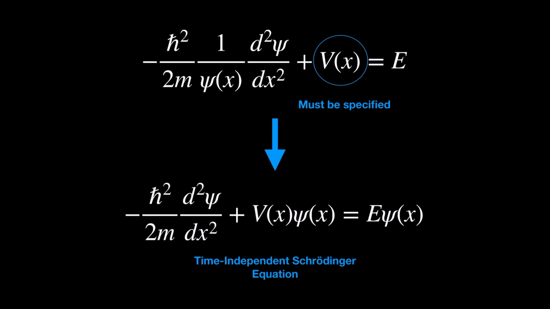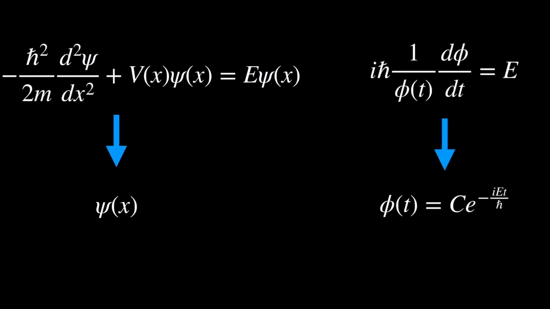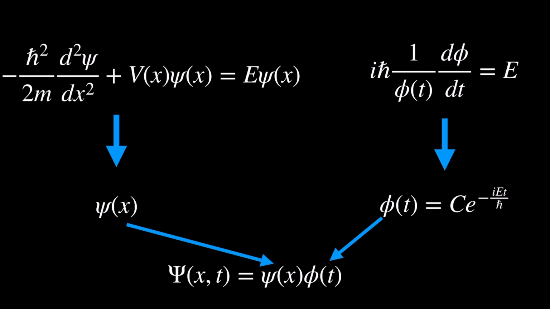Again, given the specified potential that the system described by the wave function is in, we can solve for the time-independent wave function. We can then combine this variable with the time-dependent variable phi that we solved for during the separation of variables process. The combination is what creates the full time-dependent wave function.